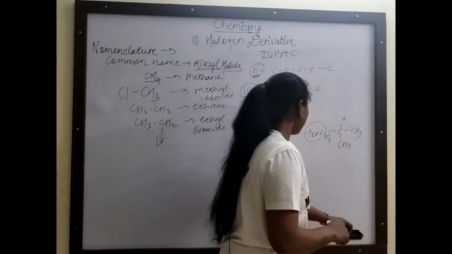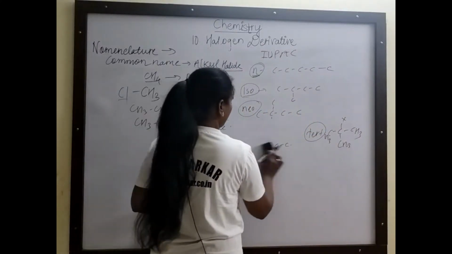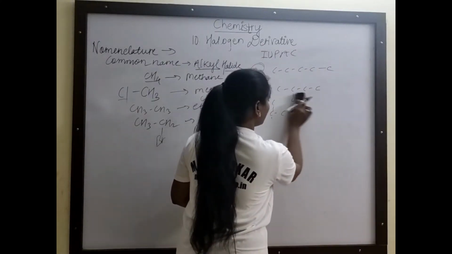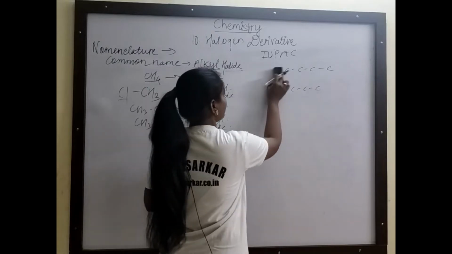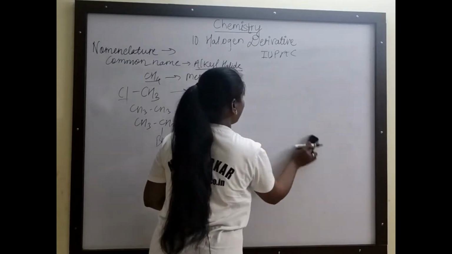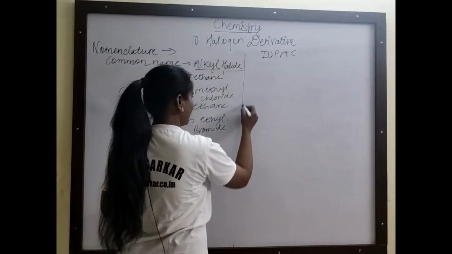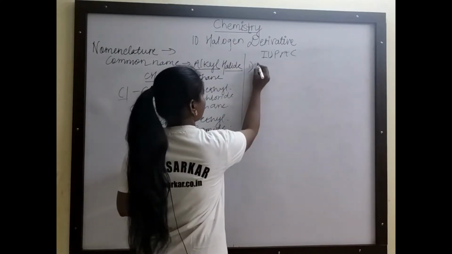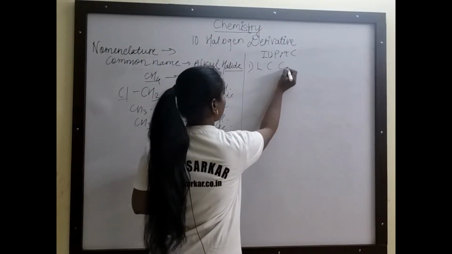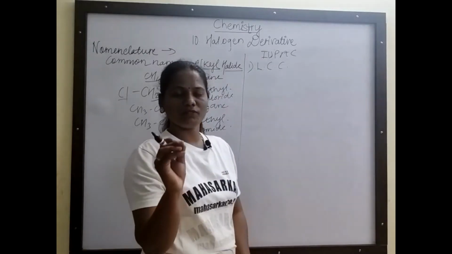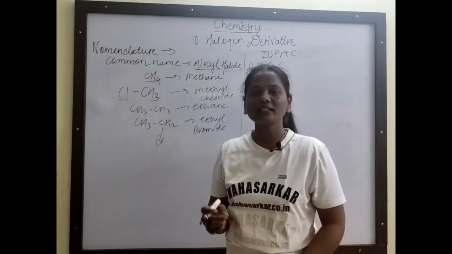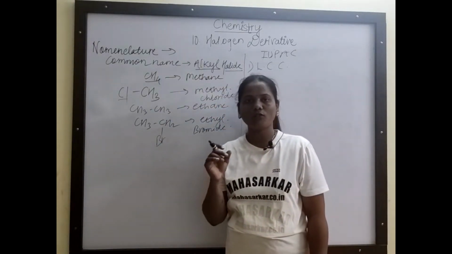Now let us move forward to see the IUPAC rules. What rules are given for naming the halogen derivatives? First rule we will see: the longest continuous chain. The first rule says to select the longest continuous chain of carbon atoms.